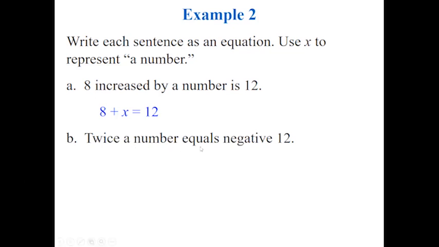Twice a number equals negative 12. Twice a number is 2x. Equals is telling us equals, and then we have negative 12. Twice a number, 2x, equals negative 12.